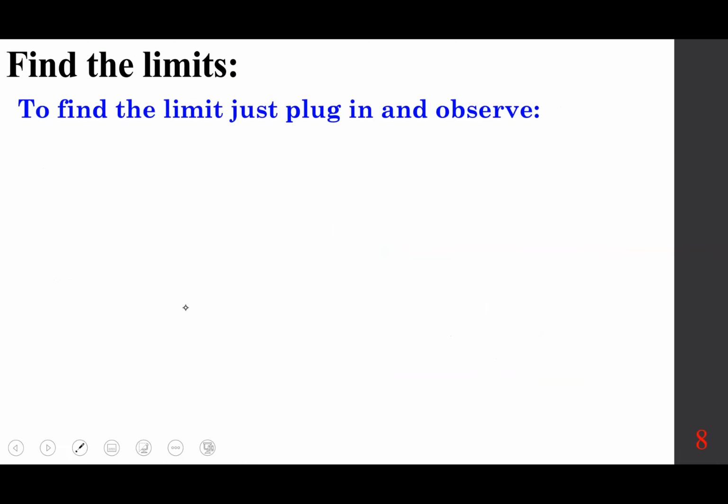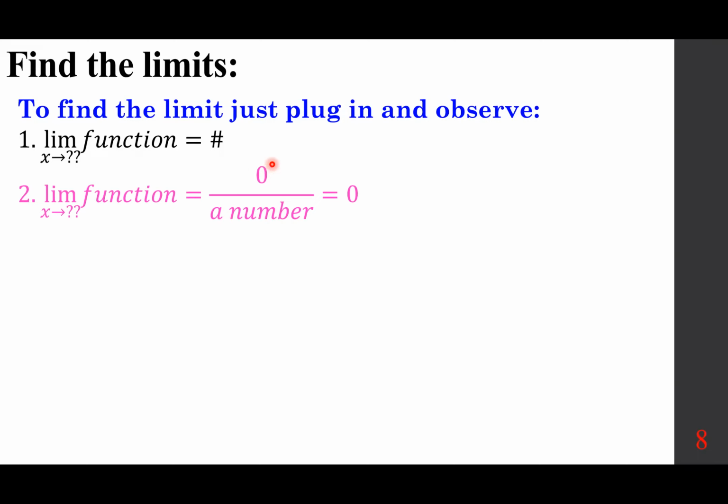How do we find the limits? To find the limit, just plug in and observe. So when we plug in, what happens? The limit of a function as x approaches some number is a number. If it gives you some value, 1, 5, 10, minus 8, you're done. Case number 2: it gives you 0 over a number. When we say 0 over a number, that means 0 over something other than 0. That means it's 0.